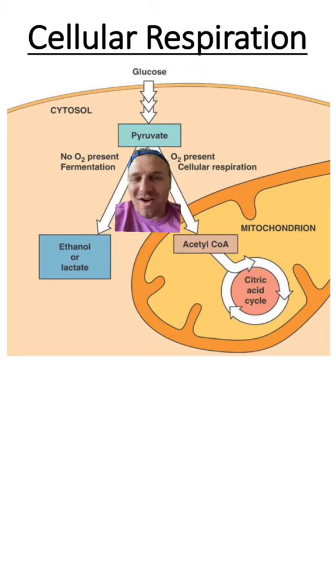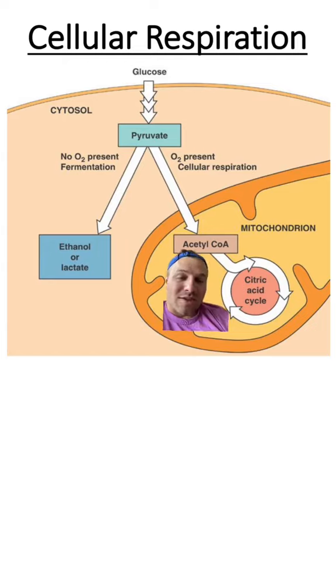If there isn't enough oxygen in the cell, pyruvate will go through anaerobic respiration and produce either ethanol or lactic acid. However, if there is enough oxygen in the cell, pyruvate will enter the mitochondria and go through aerobic respiration. This is where the Krebs cycle or the citric acid cycle occurs, as well as the electron transport chain.